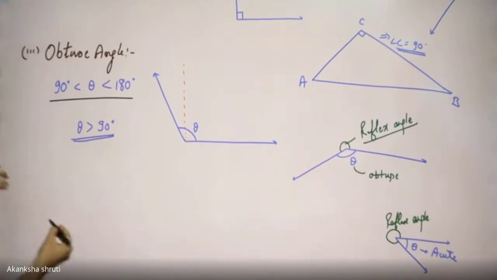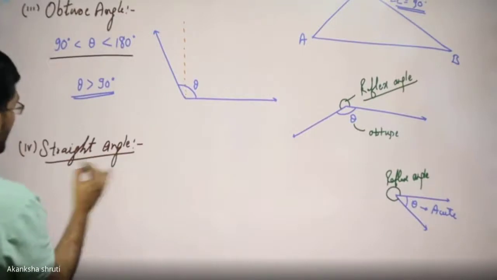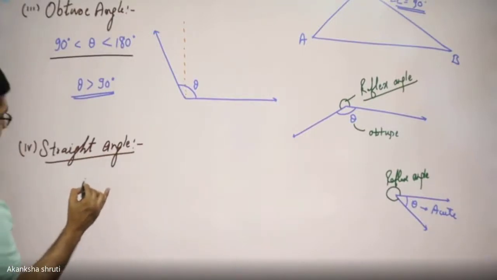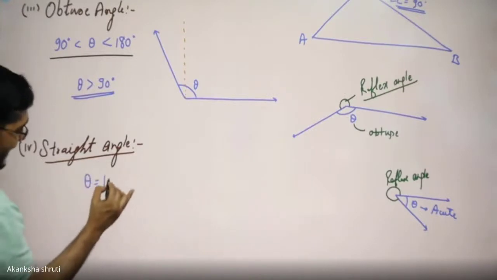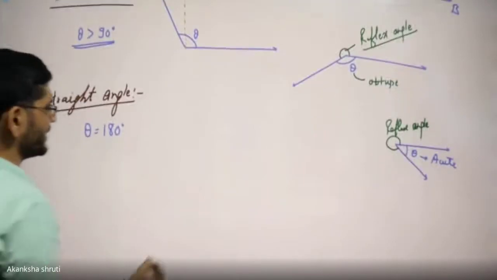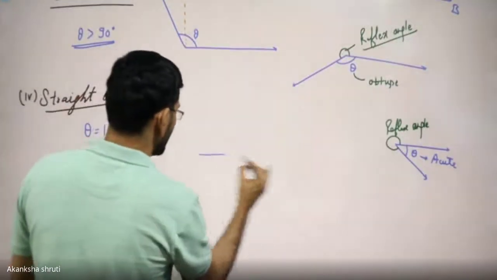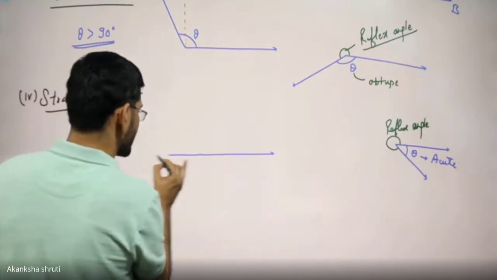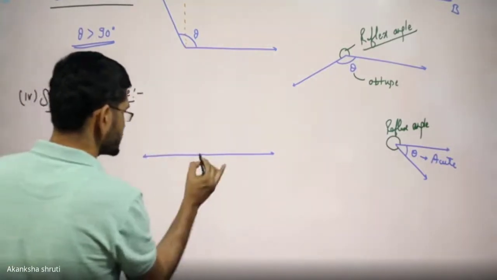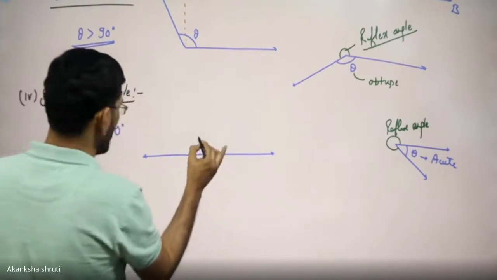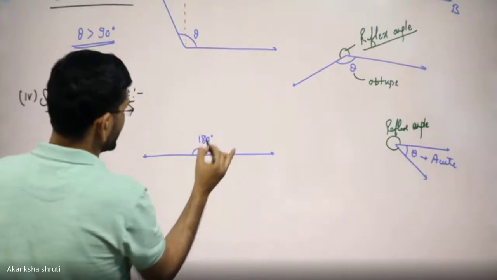The other one is called a straight angle. A straight angle. Students, if the measurement of an angle is exactly 180 degree, what do we mean by 180 degree? Means the other ray from this point should be exactly opposite. At this point O, whatever this angle formed, it is our 180 degree.